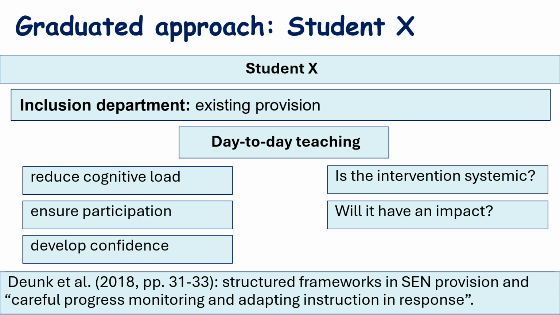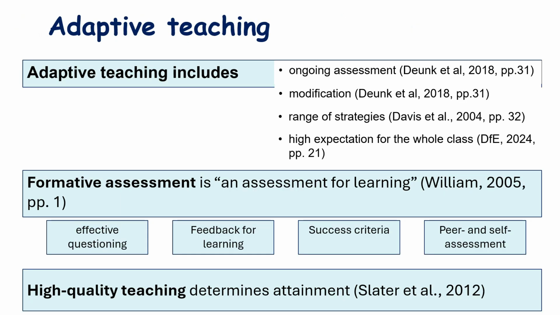Impact depends on teachers having the capacity and freedom to adapt teaching based on ongoing assessment, rather than treating frameworks as rigid procedure, with careful progress monitoring and adapting instruction in response. And this brings us to the concept of adaptive teaching. Adaptive teaching can be defined as a teaching process in which the teacher uses ongoing assessment to modify explanations, tasks, support, and classroom organization.